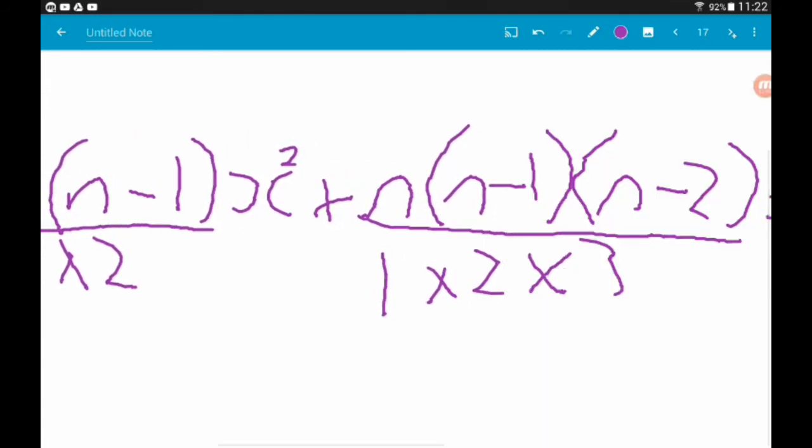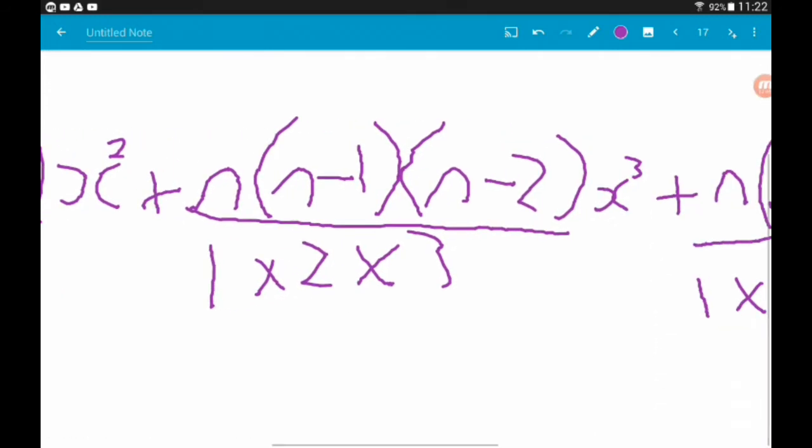Then the next term, up on top, we've got n times (n minus 1) times (n minus 2), and on the bottom we've got 1 times 2 times 3. Now this is our x cubed term. So again, this time we've got our power of 3, and we have three factors up on top, n, n minus 1 and n minus 2, and on the bottom we have three factors, 1 times 2 times 3.